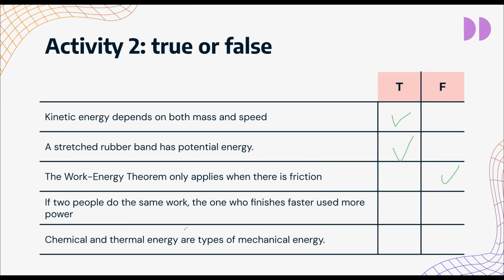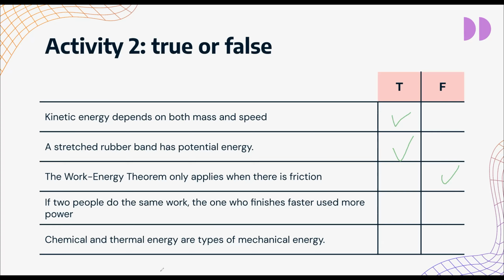If two people do the same work, the one who finishes faster used more power. This one is true because remember, power is just work, or change in energy, over time. So if you do it in less time, which means you finish faster, you're dividing by a smaller number, so power will be greater.